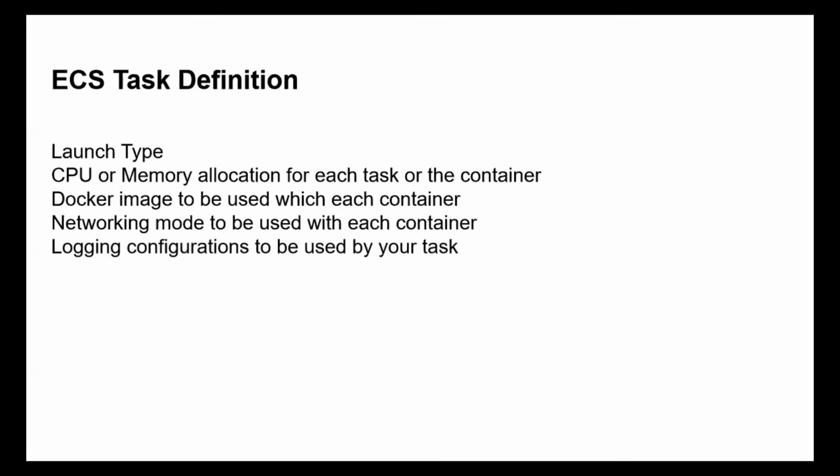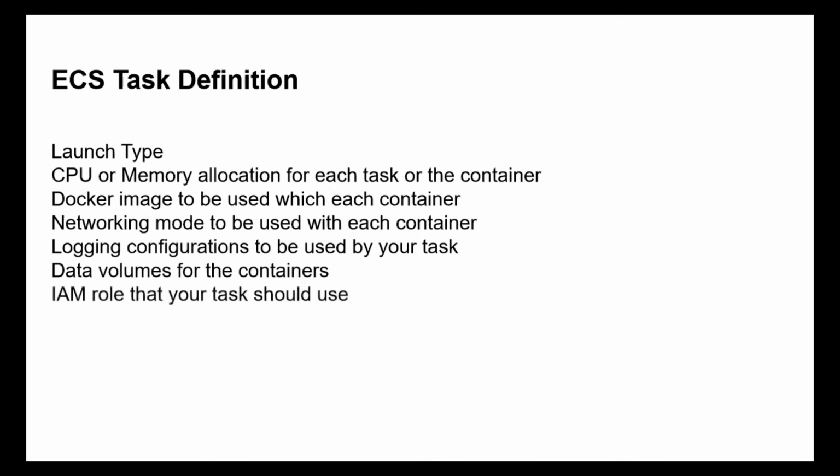Then logging configuration. If you want to integrate the container related logs, the ECS logs, either to the CloudWatch service or a CloudTrail service, then we will also define the logging configurations. Then if you want your containers to store their data in a kind of persistent volume, then you typically define the data volumes for your containers. Okay. Then if there is some set of permissions that you want your task to use, we will define an IAM role and we will map that IAM role to your task.